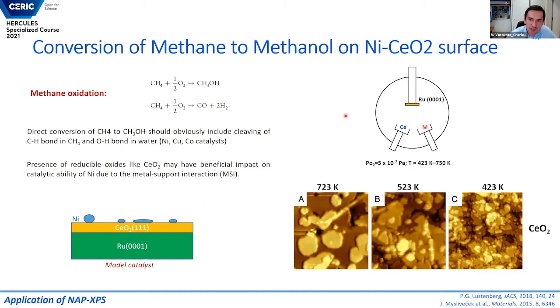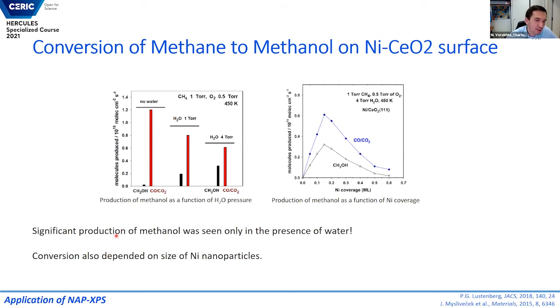Such catalysts are usually prepared in UHV chambers. You simply evaporate, for example, cerium in the presence of oxygen, then deposit some metal clusters on top. These are STM images showing how such a catalyst looks. Such samples are quite good for study by XPS because they are not charged, and you don't have many problems with it.